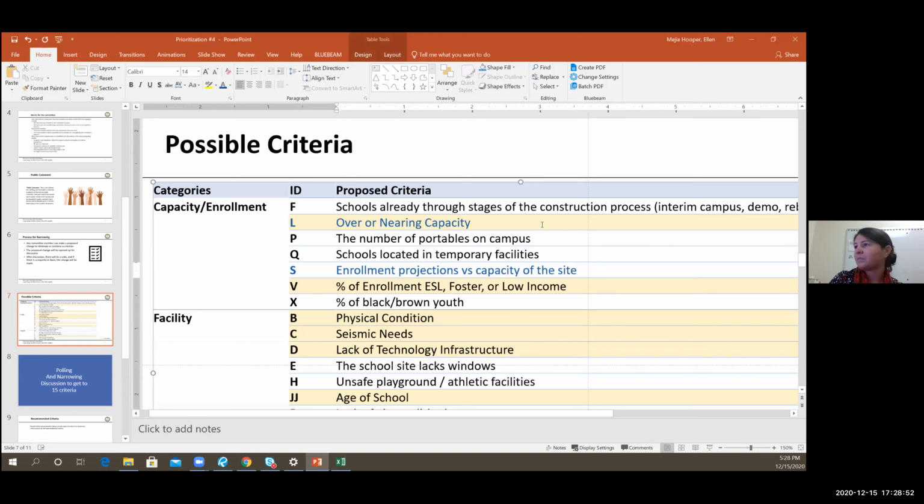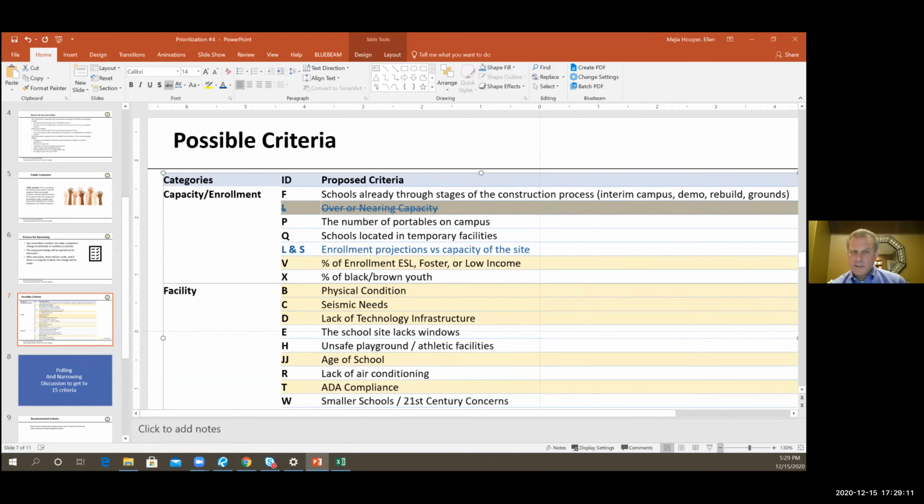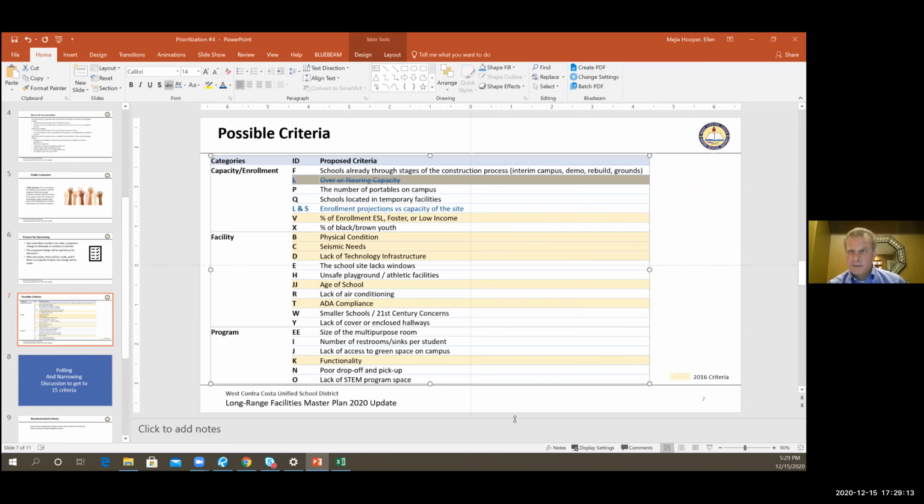So L and S are going to be combined. And I will fix the wording later, but this will just help us keep track of it in the meantime. If there's any other clarifications in the wording or what it means, I think we can try to wordsmith that and get it back out to the group as well, so it makes more sense.